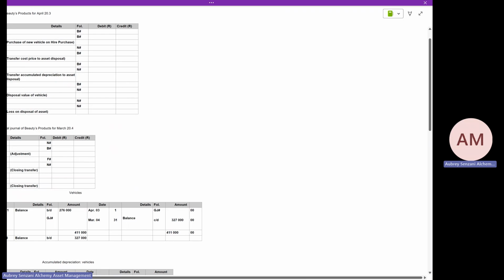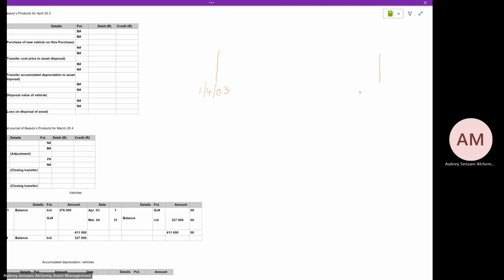So, first thing, like we did before, you want to draw your timeline. All right. So, we're here. The financial year starts on 1 April 03 and closes on 31 May 0304. This is our financial year.